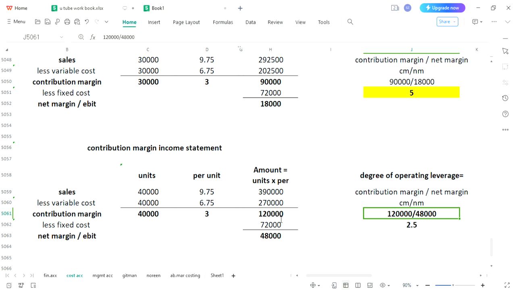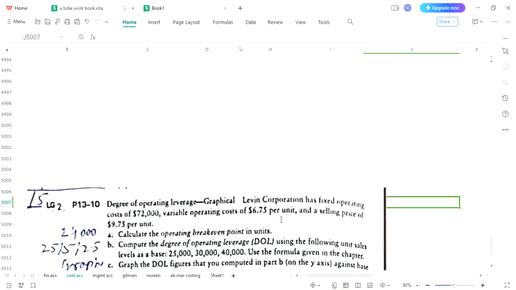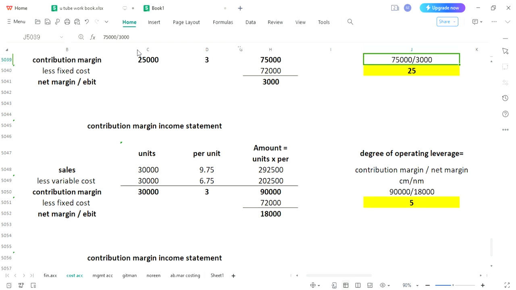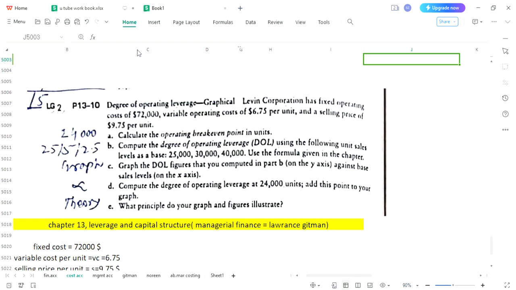Let's go back to the question and see the third answer. And here B part was solved. Third answer is 2.5 and our calculated answer is also 2.5. In this way, the degree of operating leverage for all three levels has been calculated: 2.5, 5, and 25. The same has been present over here: 2.5, 5 and 25. Let's see what C part is saying. Graph the DOL figures we have computed in part B on the y-axis against base sale levels on the x-axis.